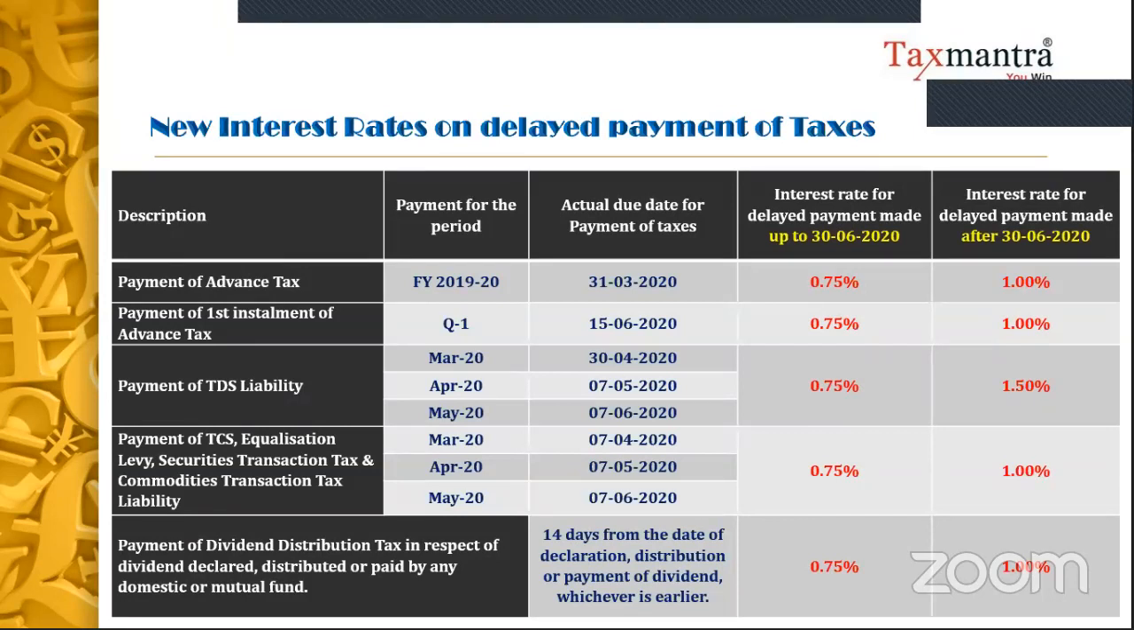Payment of dividend distribution tax, DDT, in respect of dividend declared, distributed or paid by any domestic company or mutual funds. The actual due date, according to the law, would be 14 days from the date of declaration, distribution, or payment of dividend, whichever is earlier. If such payment is made on or before 30th of June, the interest rate would be 0.75%. Else, if the payment is made after 30th of June, then the interest rate would be 1%.